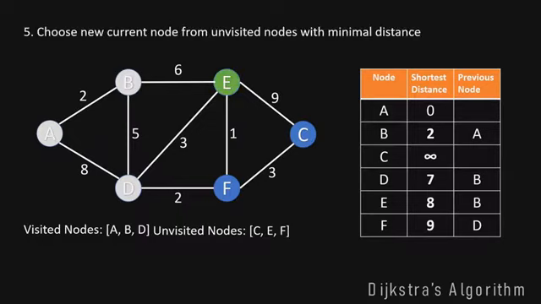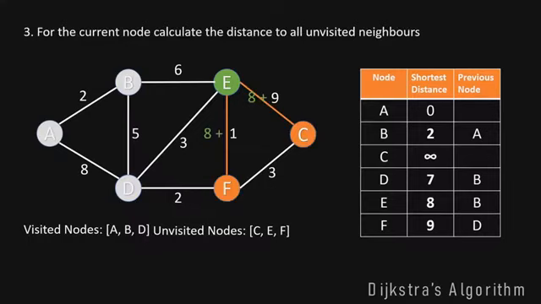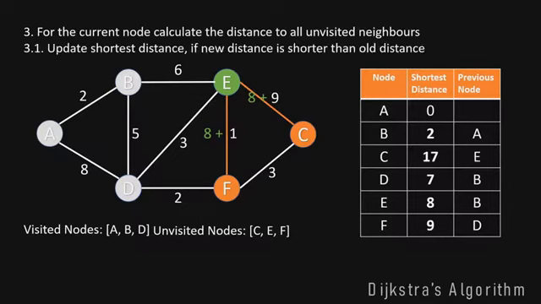And this will be E, because E has a distance of 8 and F has a distance of 9 and C of infinity. So we calculate the distance from E to C and E to F. And in this case, we need to add 8 to the distance, because 8 is the current distance from A to E. Let's start with the node C. We now have a distance of 17 from A to C over the node E, and this is certainly less than infinity, so we can update our distance to C in our table. Set the shortest distance to 17 and the previous node to E.